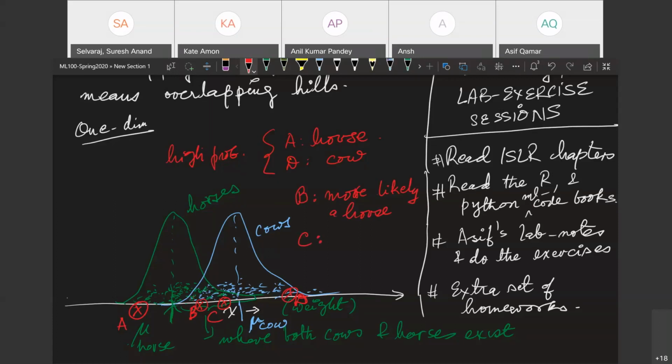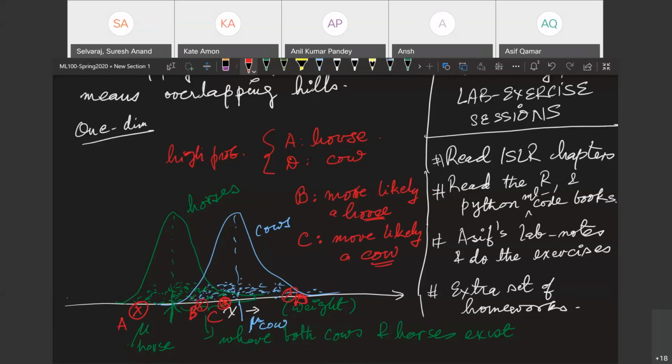On the other hand, at point C, and this is what gets tricky, what do you think it is? Is it a cow or a rather obese horse? C is more likely to be a cow, isn't it? More likely a cow. And so the question comes, you're going from very sure.